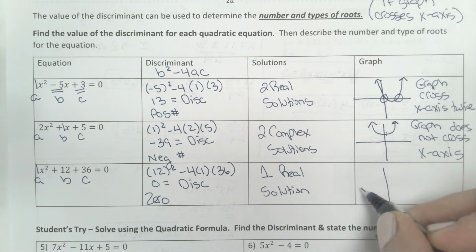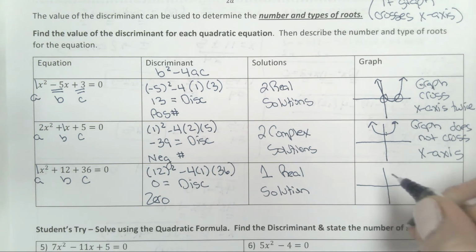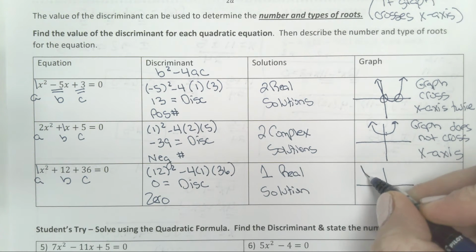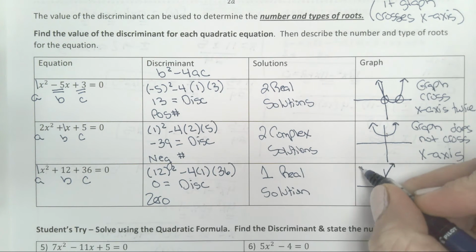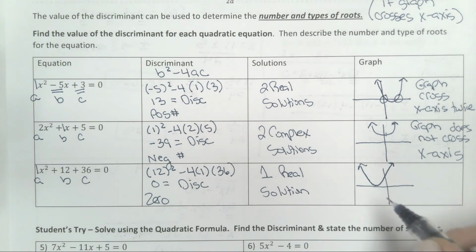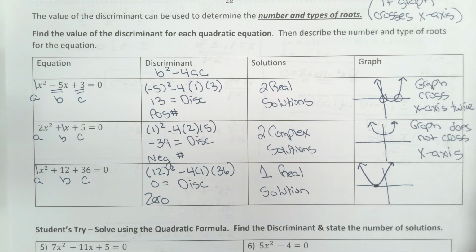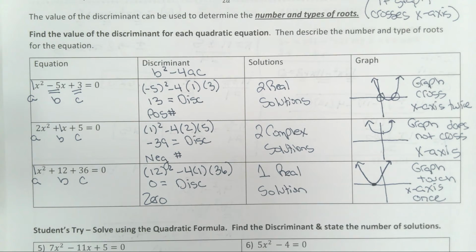If you are only getting one real solution, your graph probably comes down, touches the x-axis, and turns and goes back up. So one solution means that it is just going to touch the x-axis. So my graph will touch the x-axis once.